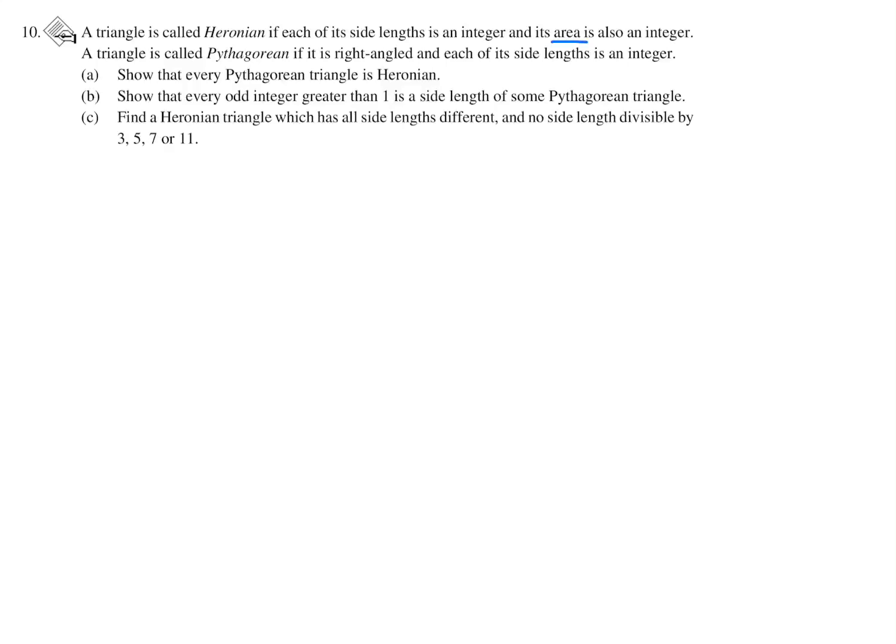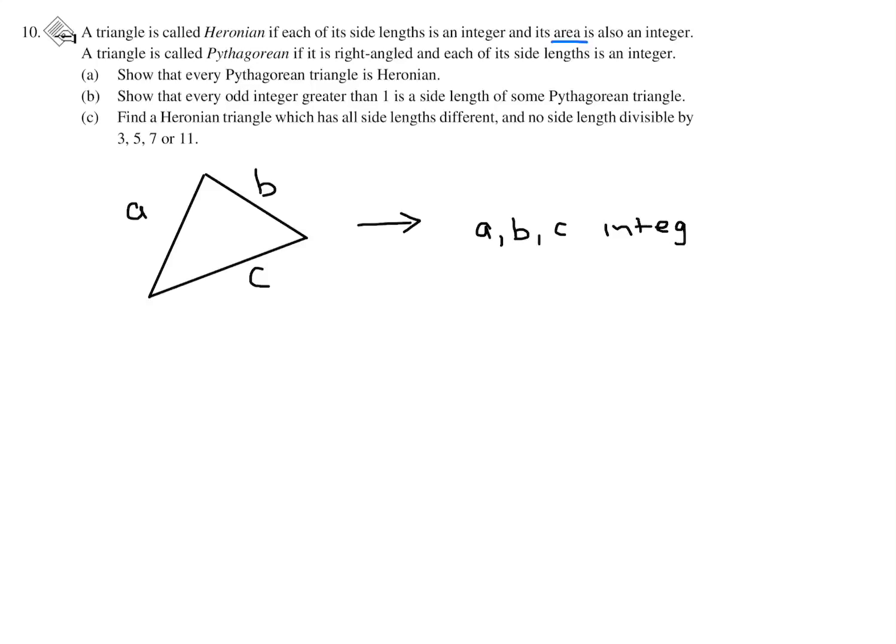So first we've got some triangle. We don't know what its lengths are, but it's some triangle. It's not a right triangle necessarily, and it's got side lengths A, B, and C. But we know, according to the definition of Heronian, that A, B, and C are integers. Correct? And the area of this triangle is also an integer. So this is our Heronian condition. So I'll write H for Heronian.